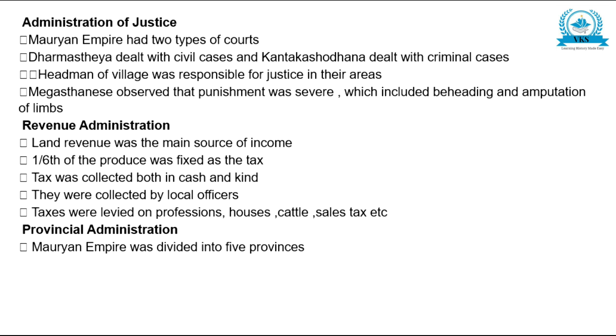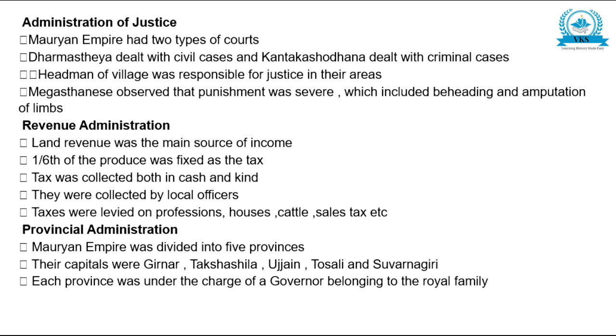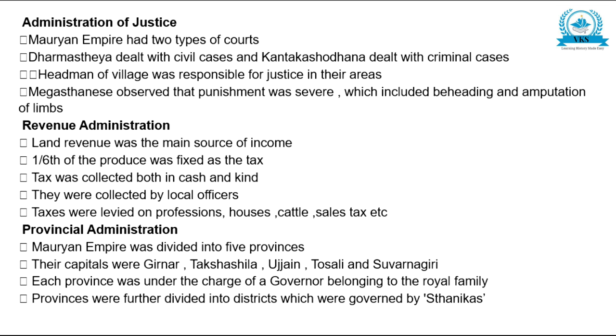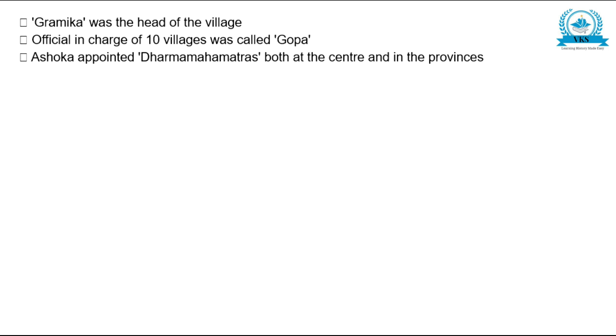Provincial administration: the Mauryan Empire was divided into 5 provinces. Their capitals were Girnar, Takshashila, Ujjain, Tosali and Suvarnagiri. Each province was under the charge of a governor belonging to the royal family. Provinces were further divided into districts which were governed by Sthanikas. Gramika was the head of the village. The official in charge of 10 villages was called Gopa.